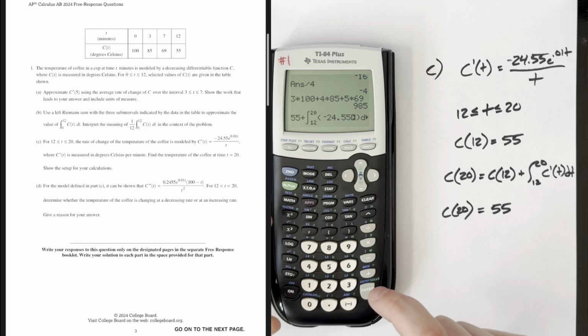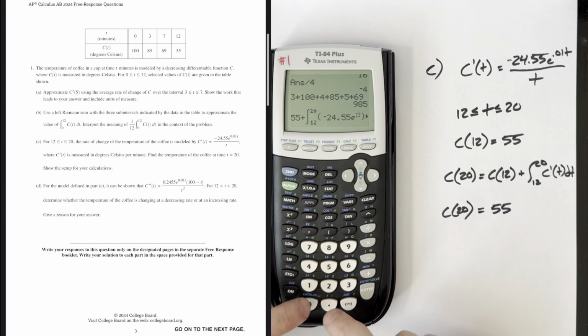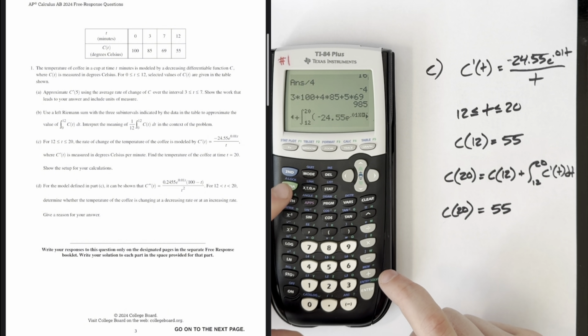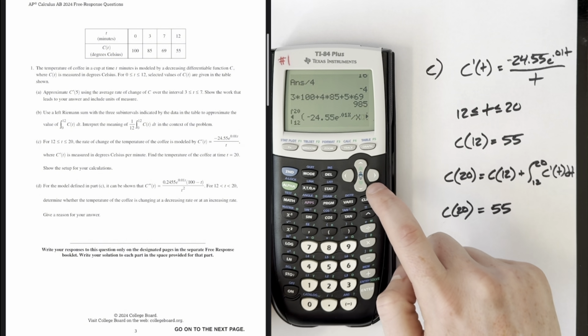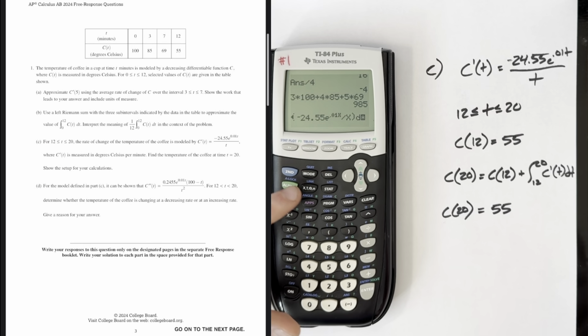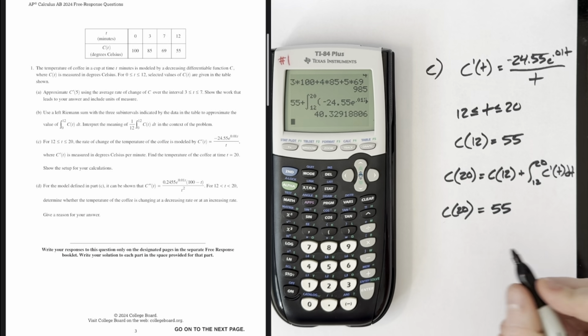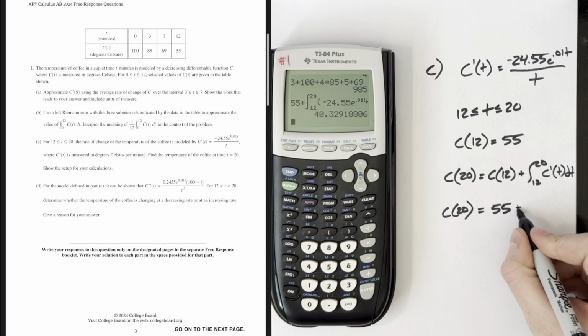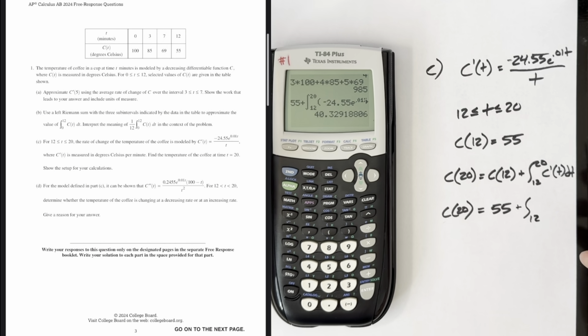But 24.55, you can do second ln to get e to the 0.01 x, all divided by x. And this should give me, if I put in my dx as I should, I click enter, and this gives me my temperature. So I'm not exactly sure what the value of this is. I mean, we could calculate it by doing this minus 55.